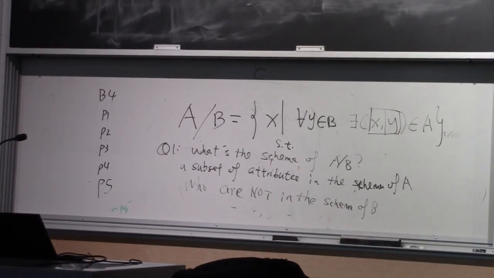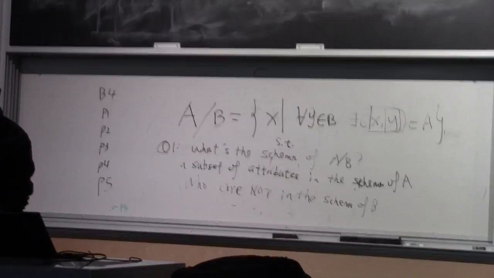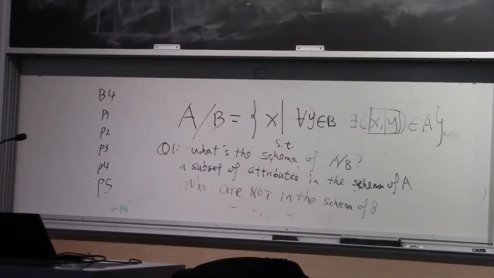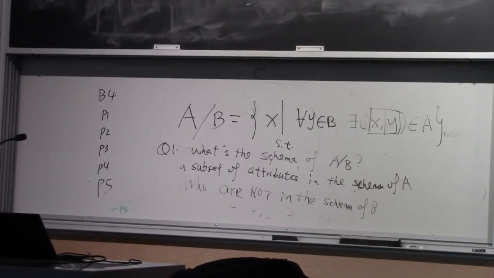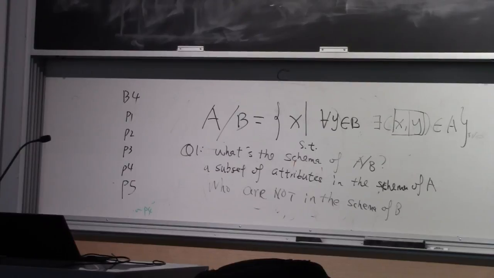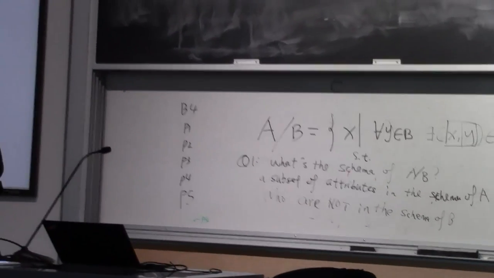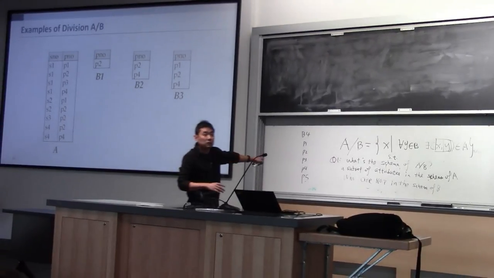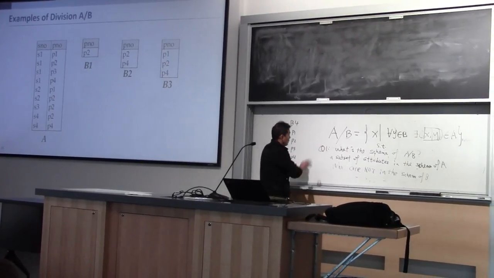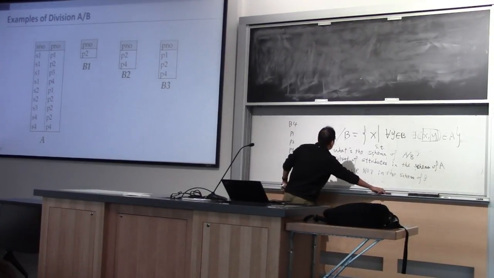Looking at our example, the output schema is what? The subset of attributes of A, which are student number and product number, that are not in the schema of B. The schema of B, in this case, is very simple: product number. So the output schema must be student number. You follow this? Okay, that's the first observation.